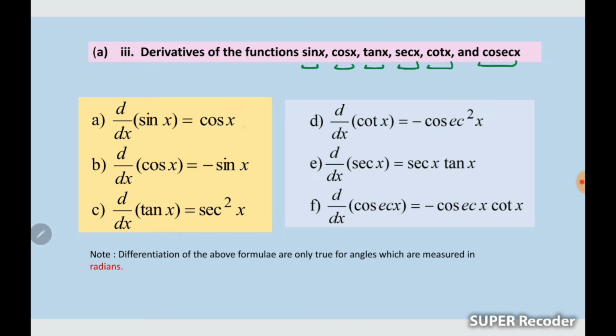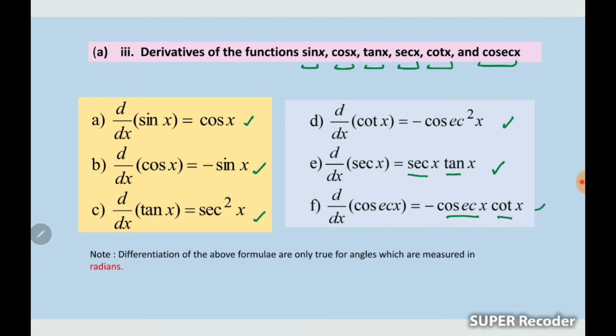Okay, so differentiate sin x equals cos x. Differentiate cos x equals negative sin x. Differentiate tangent x equals secant squared x. Differentiate cotangent x equals negative cosecant squared x. Differentiate secant x equals secant x tangent x. Okay, see the rhythm here, secant x tangent x. Differentiate cosecant x equals negative cosecant x cotangent x.